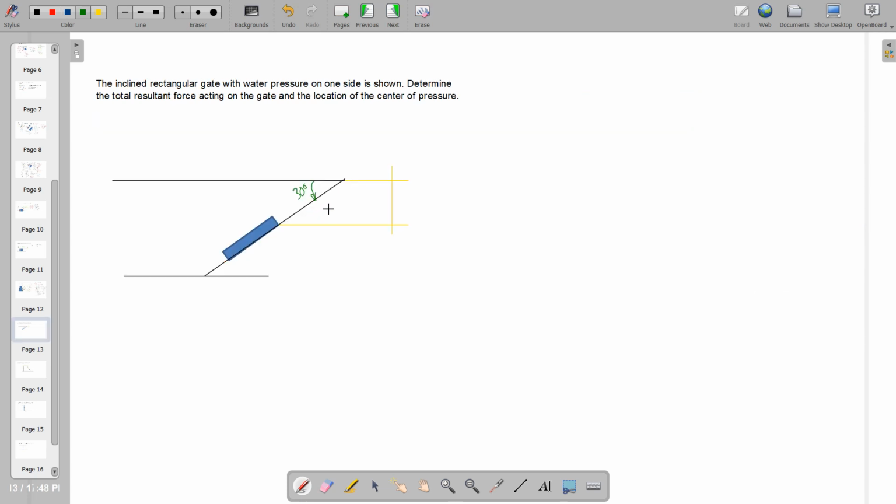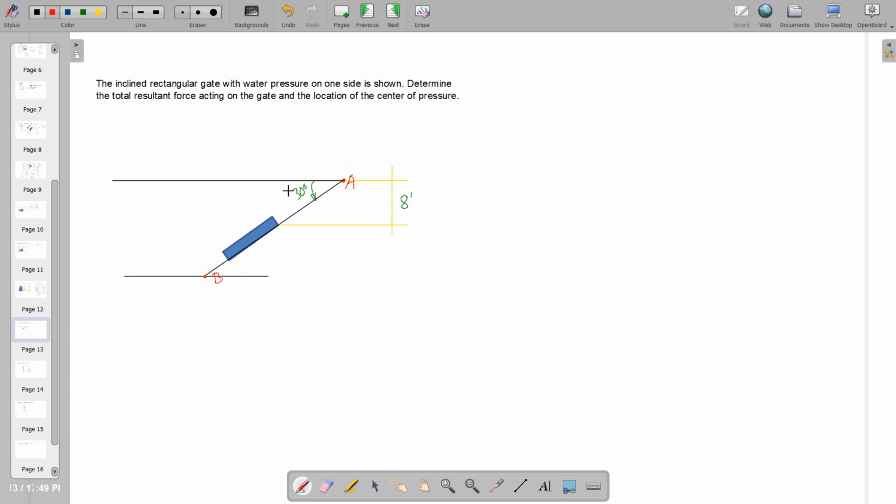Okay, so this is the location and the magnitude of the hydrostatic force on this dam. Moving on to the next problem, the inclined rectangular gate with water pressure on one side is shown. Determine the total resultant force acting on the gate and the location of the center of pressure. So in this one, we have 30 degrees inclined with the horizontal, and this is 8 feet. So these are given dimensions. If I'm going to label some points here, this is point A, and that should be point B.